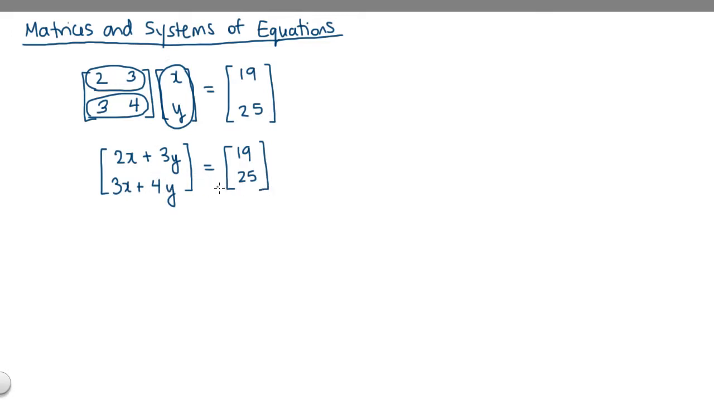Now, a matrix equation like this really gives us a couple of different pieces of information. In order for these matrices to be equal, the row 1, column 1 entries have to be equal. So 2x plus 3y must equal 19. And the entries in the second row must be equal as well. So 3x plus 4y must equal 25. So in other words, this original matrix equation that we saw at the beginning really represents a system of equations.